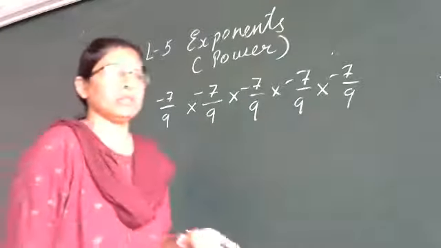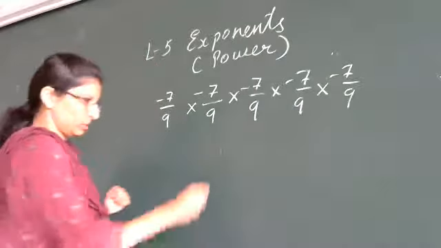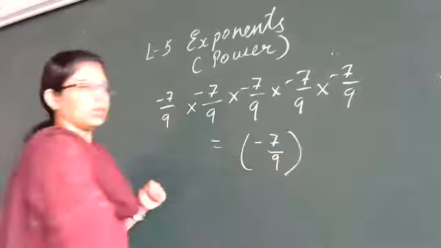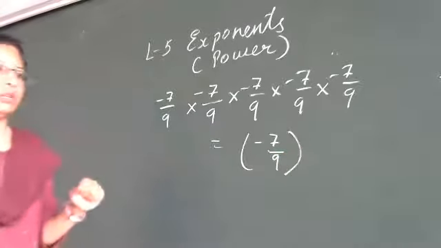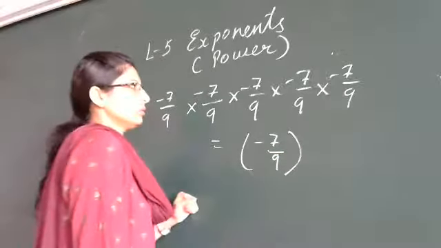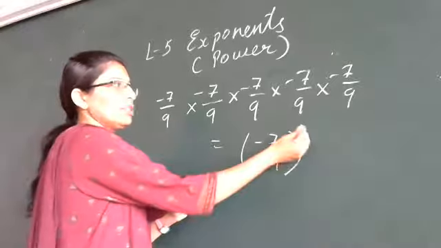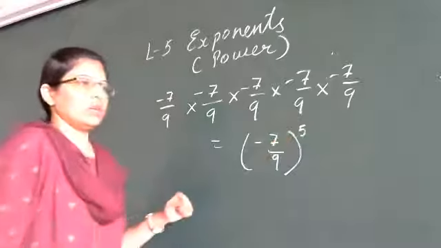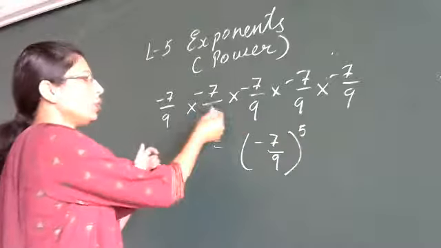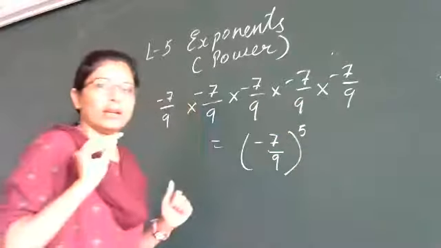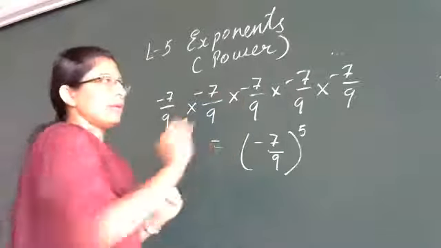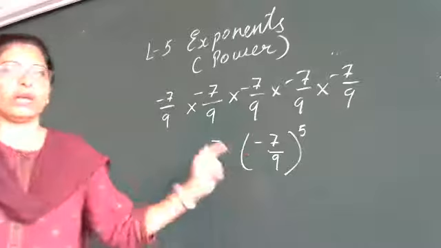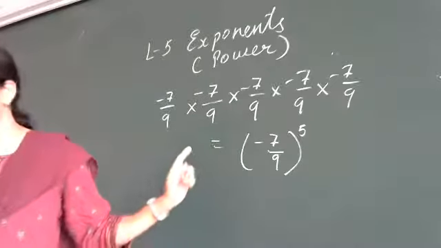So what if it is written in exponent? Raise to 5. How did you get 5? 1, 2, 3, 4, 5. That means minus 7 by 9 is multiplied 5 times. Okay, how to write in exponential form, understood?